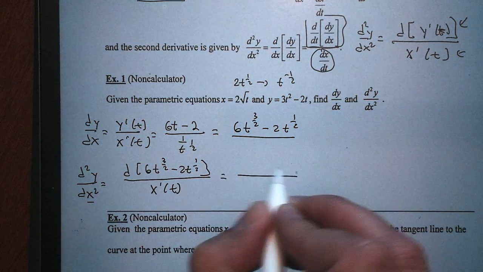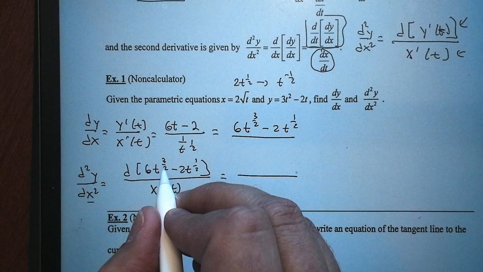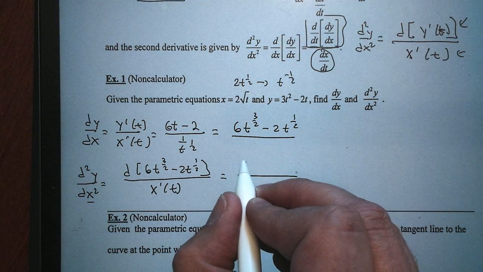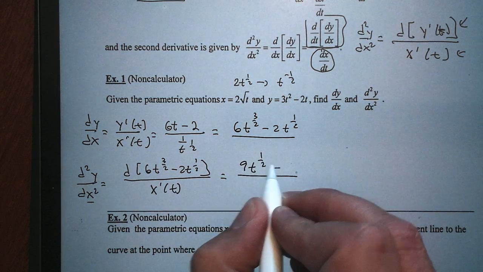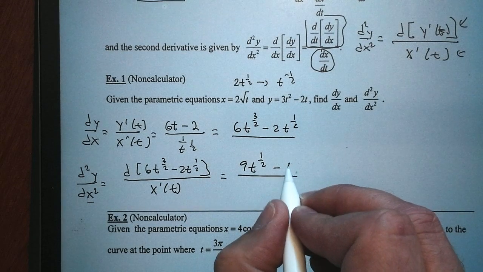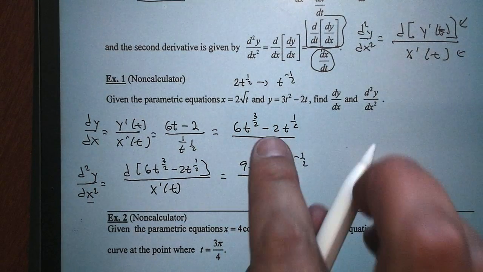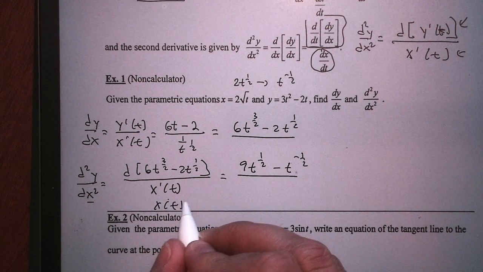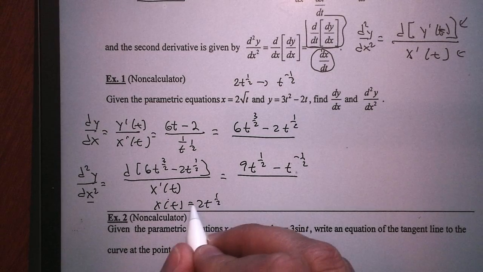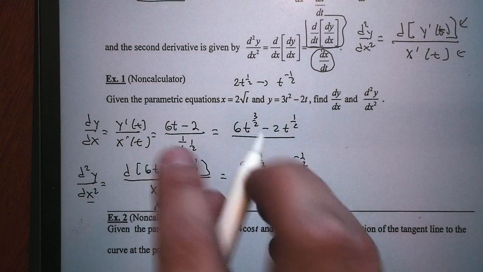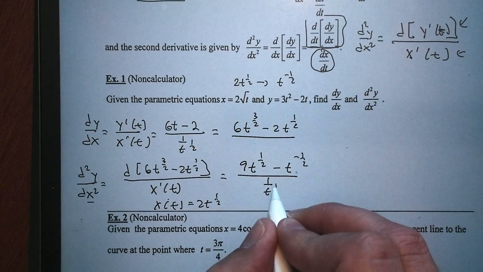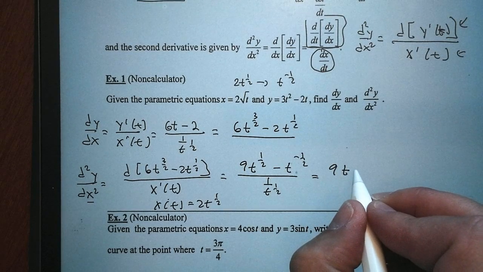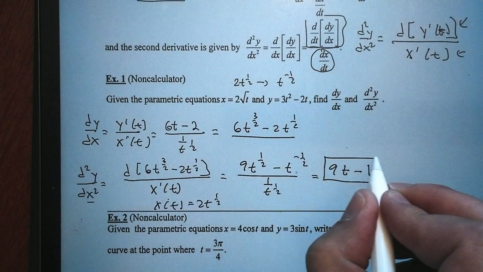So the top derivative, still pretty easy to do, becomes, what's that? Dropping this down, we get 18 over 2, so we get 9t to the 1/2 minus t to the negative 1/2. Now over here, I can take the derivative of the bottom again. Well, x of t is still 2t to the 1/2. We know its derivative is just going to be the same as up here, 1 over t to the 1/2. And if I invert and multiply, we're going to get 9t minus 1. And there's our second derivative.